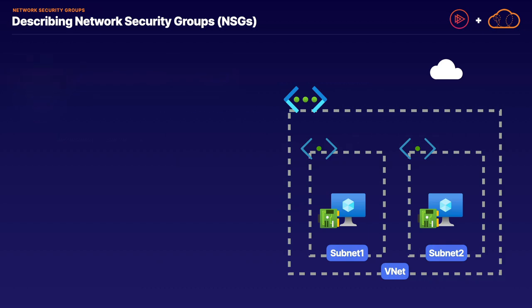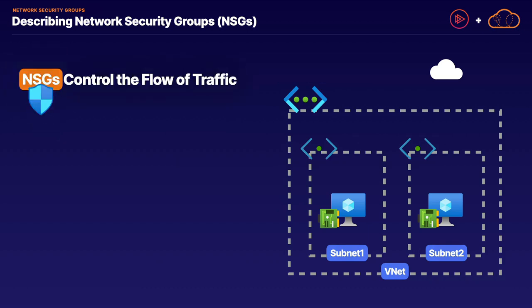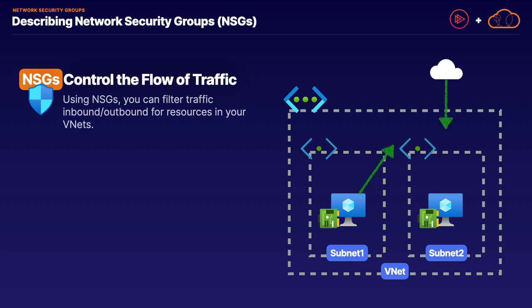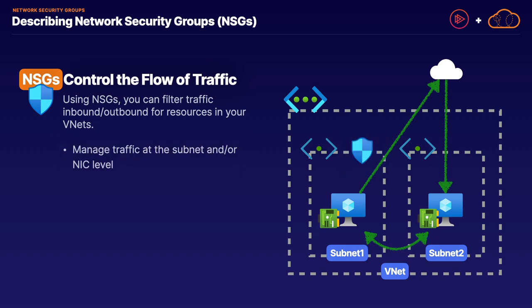NSGs are ways of controlling flows of traffic for virtual networks, specifically to the resources that live inside the subnets of our virtual networks. Now, these NSGs allow us to filter that traffic inbound and outbound for our resources, as well as the traffic that is going from subnet to subnet within the same virtual network. And NSGs are managed at the subnet level and the network interface card level.